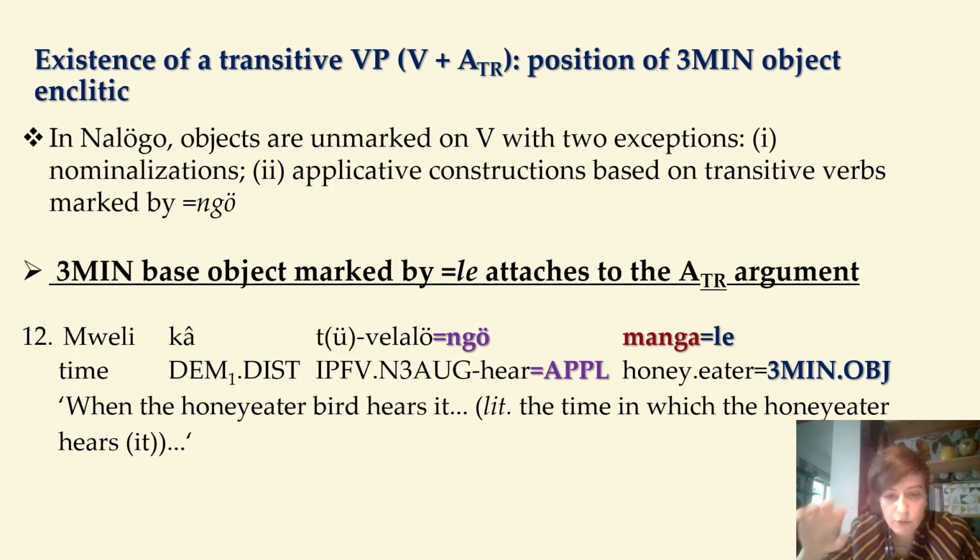trivalent. So we have three core arguments here. We have the applied object, which is in pre-verbal position, mweliko, expressing a temporal role. Then we have the nominal agent, which follows the verb, manga. And then we have the base object, which is marked by the third minimal object enclitic le. As we can see, le attaches directly to the nominal agent, which forms a unit with the verb because it occurs inside the structure.